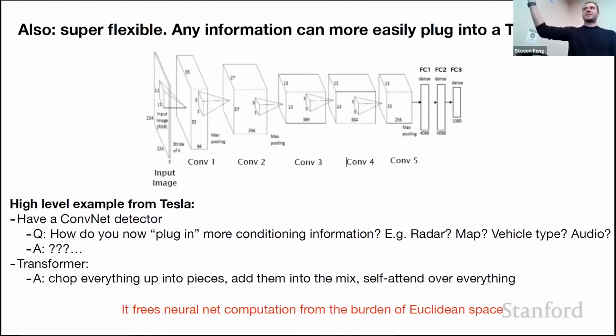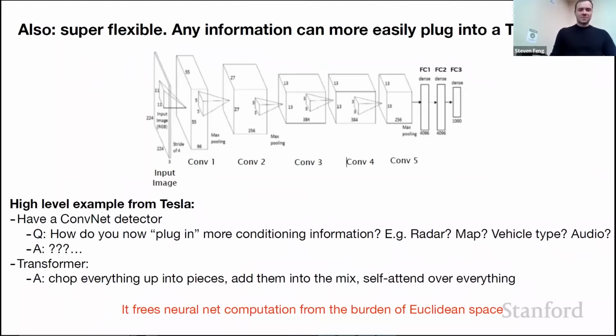You have a ComNet that takes an image and makes predictions about the image. And then the big question is, how do you feed in extra information? And it's not always trivial. Say I have additional information that I want the outputs to be informed by. Maybe I have other sensors like radar. Maybe I have some map information or a vehicle type or some audio. And the question is, how do you feed information into a ComNet? Where do you feed it in? Do you concatenate it? How do you add it?